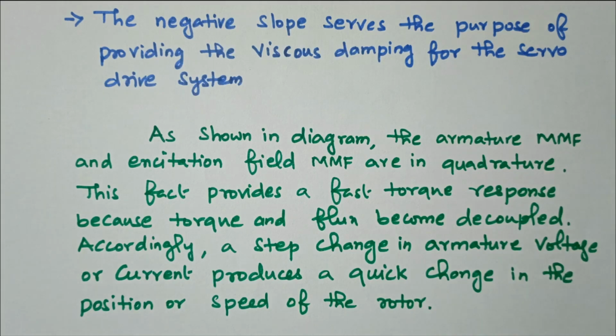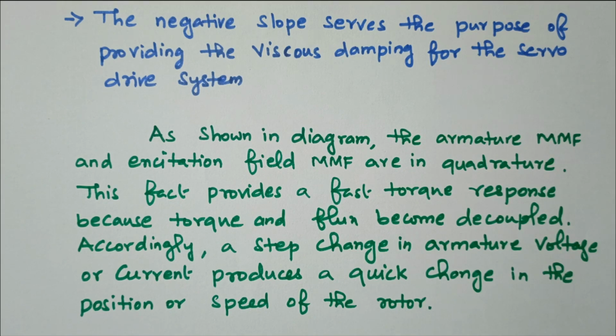Right? So what is the important thing about this quadrature? A step change in armature voltage or current will produce a quick change. There is no delay. Fast torque is there. A quick change in the position or speed of the motor. That's why it is used in position control.